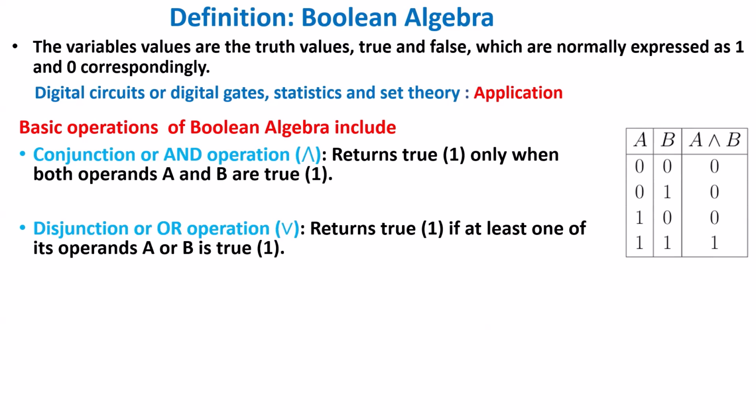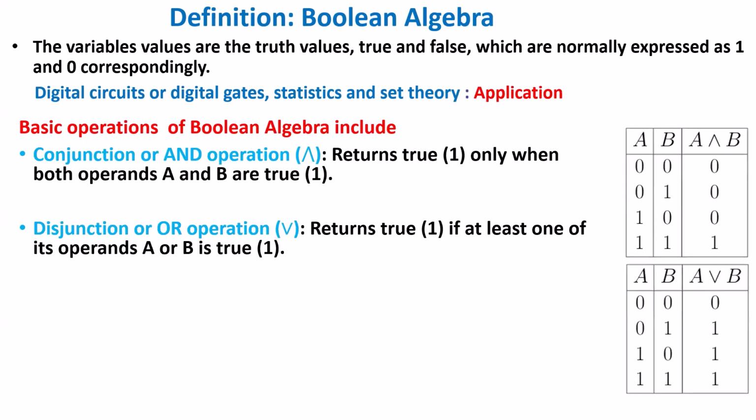Disjunction or OR operation. The OR operation returns true, that is 1, if at least one of its operands, A or B, is true. In other words, it is true, that is 1, if any of the inputs are true. In the truth table shown, we can say that the outcome is true, 1, if at least one of the inputs is true.